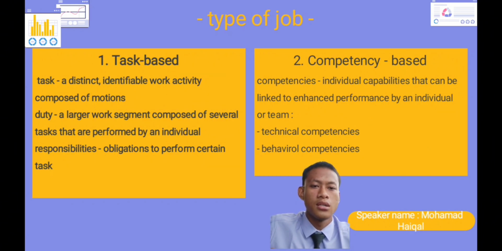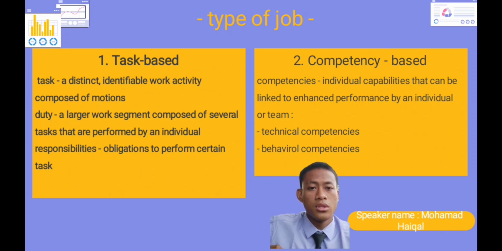Number 1 is task. A task refers to a specific activity or action that an employee performs as part of their job role. Task is typically observable, measurable and has a clear beginning and end. Example of tasks in various job role include answering phone call, writing report, conducting meeting, operating machine and providing customer support.